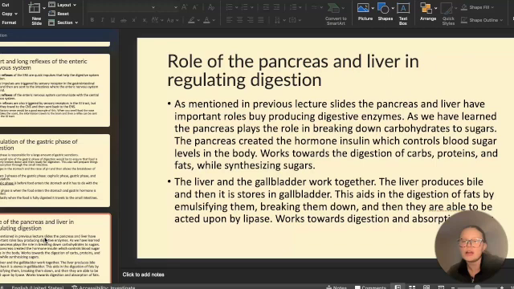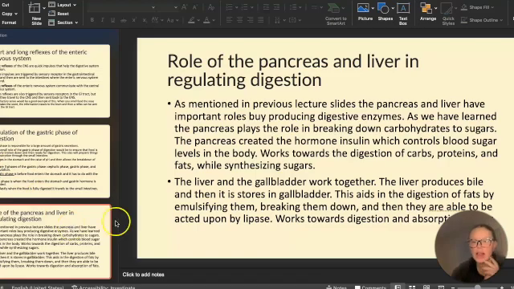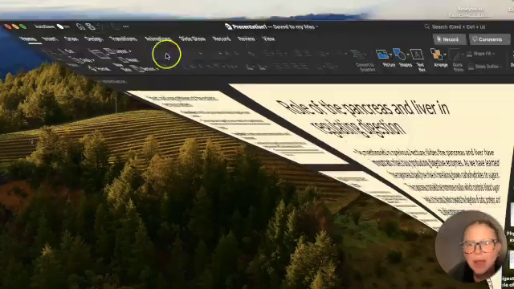The liver and gallbladder work together. The liver produces bile and then it is stored in the gallbladder. This aids in the digestion of fats by emulsifying them, breaking them down, and then they are able to be acted upon by the lipase that we have been describing. It works towards the digestion and absorption of fats. So the pancreas can digest carbs, proteins, and fats while also synthesizing sugars, and the liver works with the gallbladder to aid in the digestion and absorption of fats. And that is all I have for the PowerPoint.